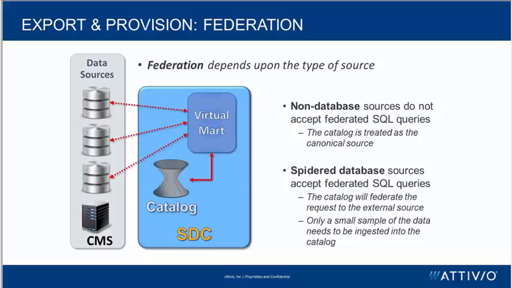Alternatively, for non-database sources like uploaded CSV or unstructured content that has been brought into the catalog, that information is served up directly from the built-in universal index and returned along with SQL compliant sources to the requesting user.